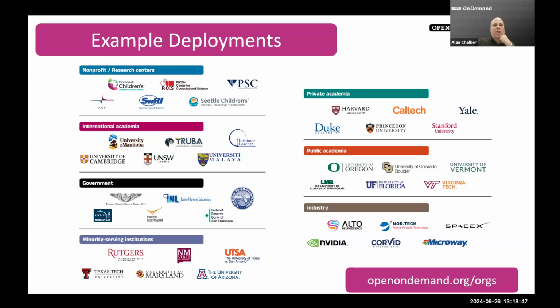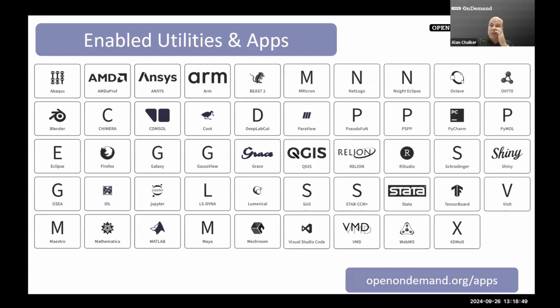Thanks, Jeff. Okay, so now let's talk a little bit about the utilities and apps. Remember, OnDemand's purpose is really to provide web access to your existing resources. So OnDemand itself is not installing these. These need to be installed on your system already. It's just providing that web interface into these things. There's a lot of utilities and apps that are out there. This is only a very small fraction of the ones that we know of, just to give you an idea.